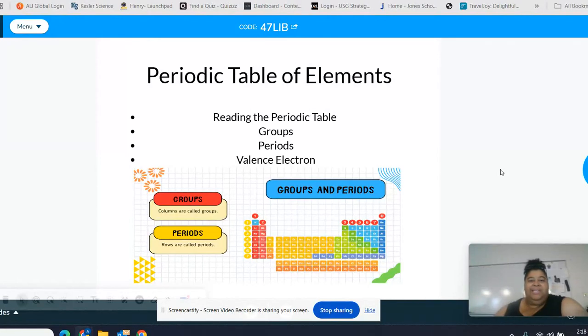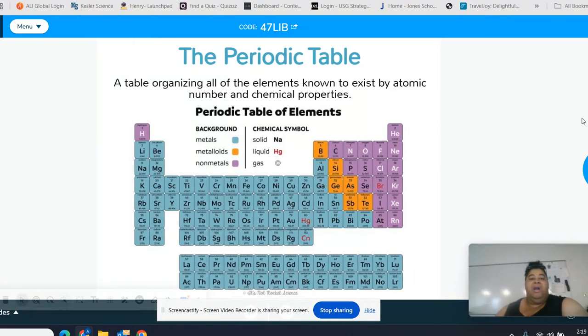Welcome, students. Today's lesson is on the periodic table of elements. Being able to read the periodic table, know the groups, the periods, and have an understanding of valence electrons. So let's start with a table, organizing all the elements known to exist by atomic number and chemical properties.